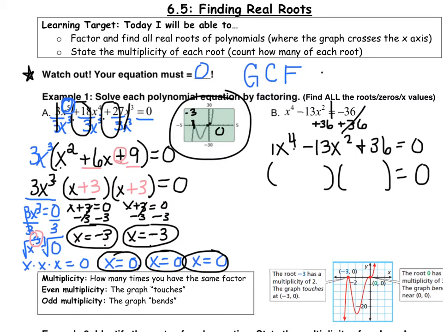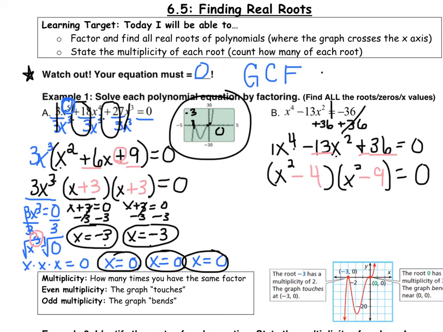So I'm thinking to myself, what times what equals x to the fourth? X to the second and x to the second. And that works out because x to the second is the middle term. Next, we will figure out the factors of 36 that add up to negative 13. So you should have come up with negative 4 and negative 9. They're still not done.